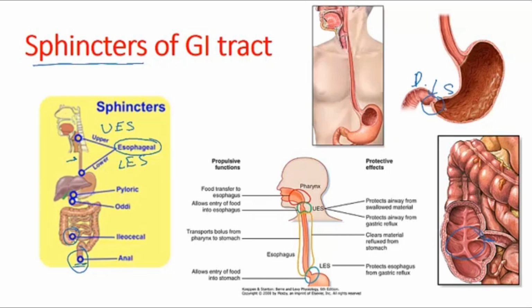The pyloric sphincter regulates the passage of chyme from the stomach into the duodenum. The ileocecal valve controls and regulates the passage of chyme from the ileum to the large intestine. And then the last two types, the internal and external anal sphincter. The internal anal sphincter, or IAS, when it is relaxed, produces the urge to defecate. And the external anal sphincter, when it relaxes, allows for defecation. So both of them need to be relaxed for the process of defecation.